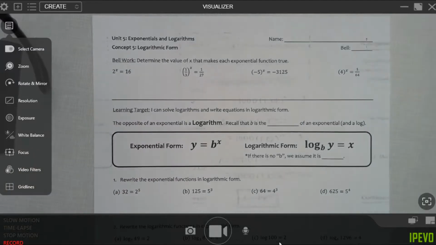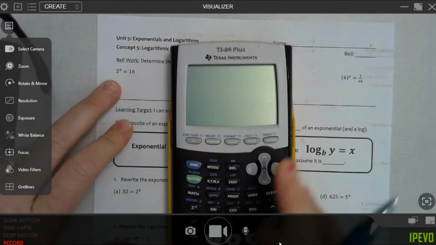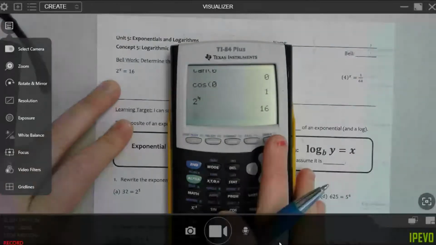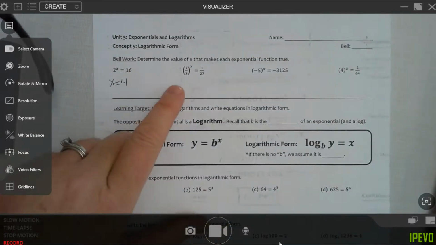All right, today we're going to be doing the logarithmic form. So first for your bell work, we're saying 2 to what power gives me 16. So if you do 2 to the power of 4, that gives you 16. So we're saying x equals 4 here. And if you had your perfect 4s, you would be able to do it.